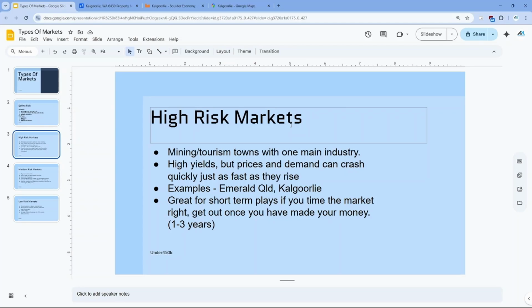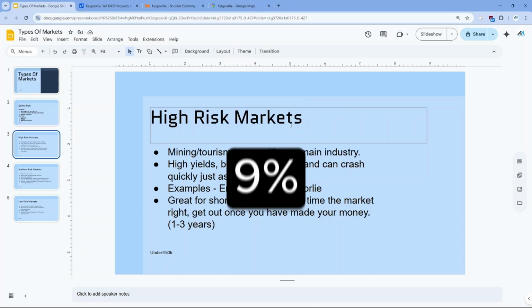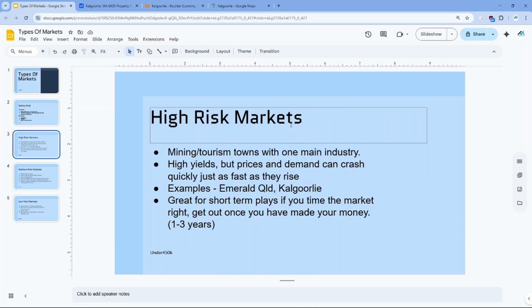From the way I've already been talking, you may realize that high risk markets are markets that are hinged on one main industry, like tourism or mining. If that industry were to collapse, that market could eventually go into a downtrend in property prices. Not only that, these higher risk markets will usually have high yields, 8, 9, 10%, and prices can rise very fast, but they can crash just as quickly.